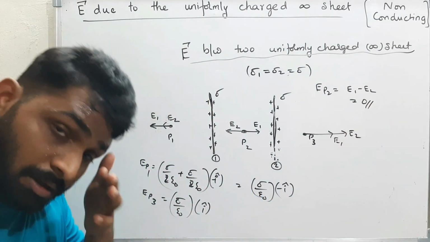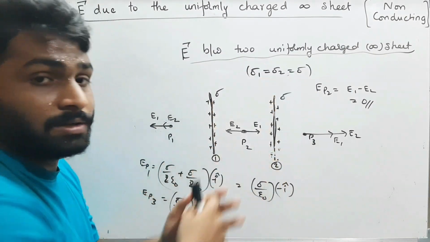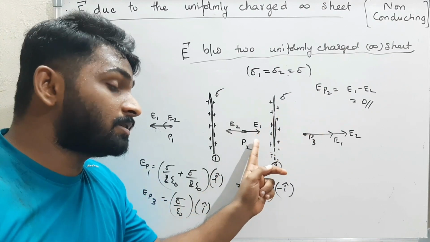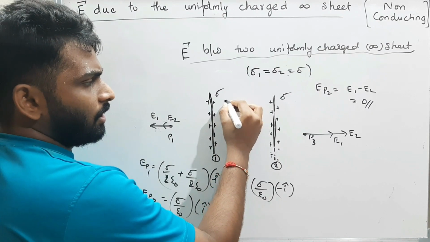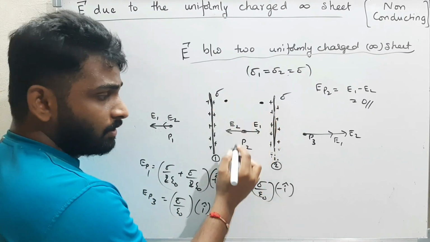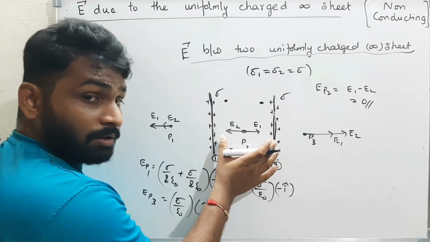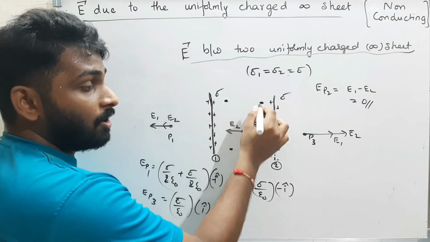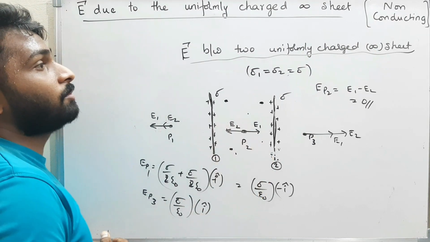That means it's very important to remember: between two uniformly charged sheets, if the surface charge densities are the same, then the electric field between these two sheets is 0. Where would be the point? At this point, the electric field is 0. If this is a point, the electric field is 0. That means wherever the points are between the two sheets, when they have equal surface charge densities, the electric field at all these points is 0. And this is clear. Okay, by this we will end this video.